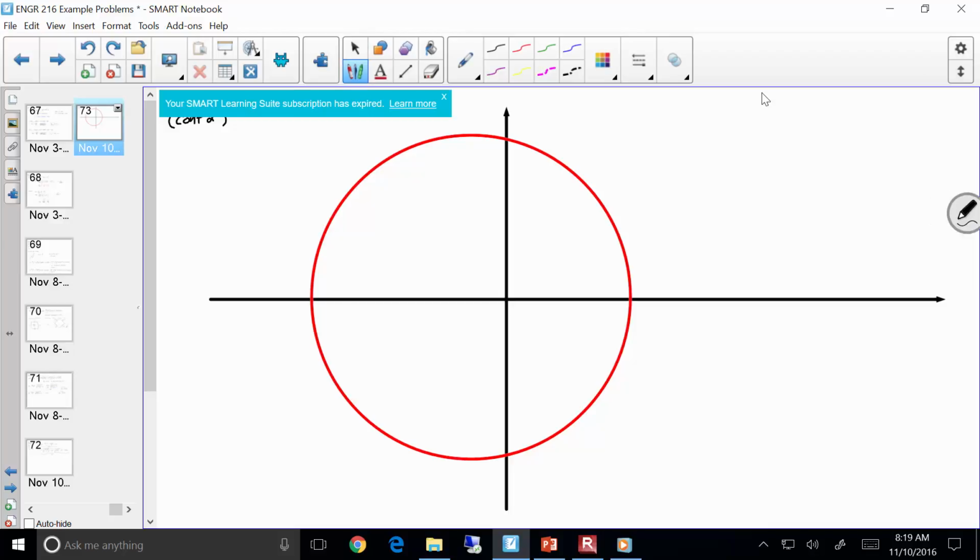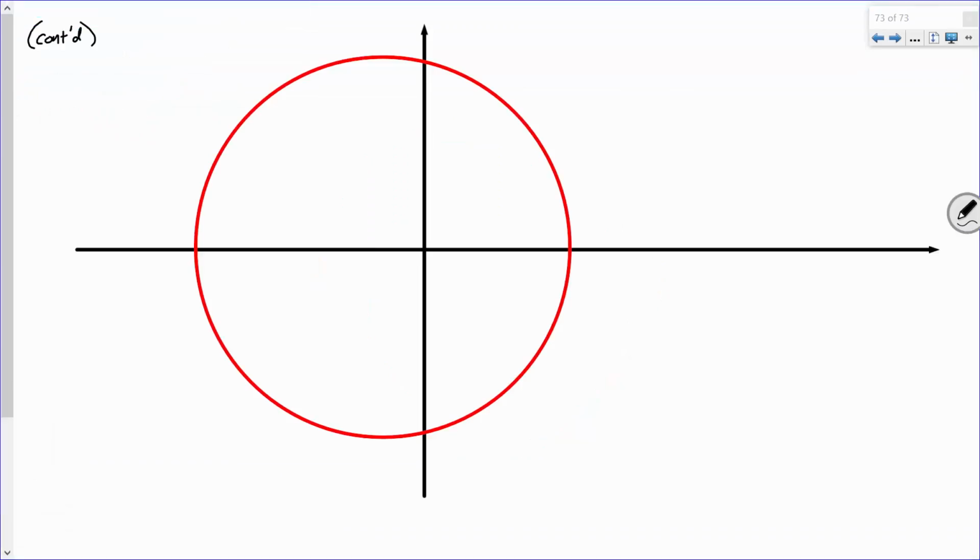So, let's label some things and make sure we're all clear with what we're looking at. Okay, so here's a plot of a circle. Now on this x-axis, this is going to be my normal stress. And if you want, you can call this sigma 1. On the y-axis is our shear stress, or tau 1, 2.